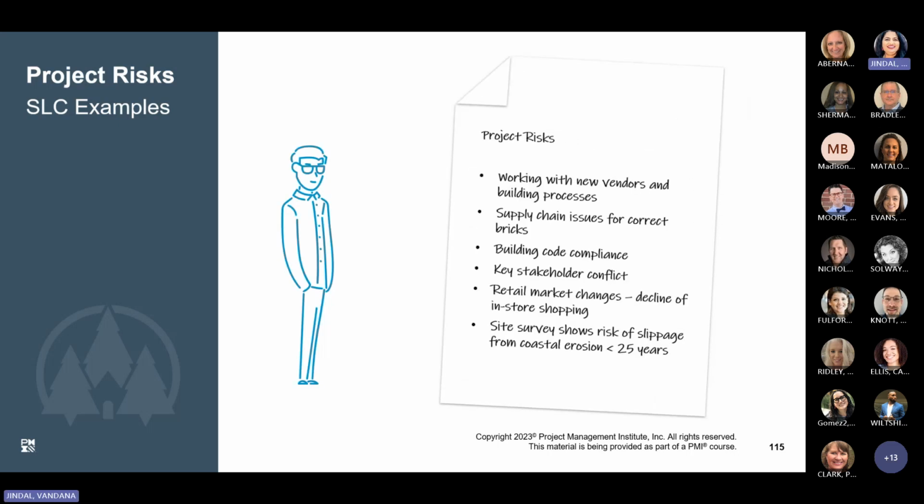Well, let's have a look at the list of project risks identified by the project managers. Those could be working with new vendors and building processes, supply chain issues for the correct brick, building code compliance, key stakeholder conflicts, or a retail market change, like the decline of in-store shopping. Site surveys show a risk of slippage from erosion of less than 25 years. So these are just examples of what the risk could be.